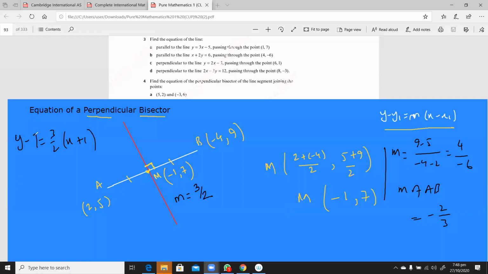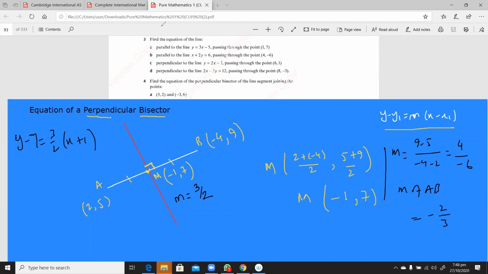So you can leave this equation up to this, and if, for example, sometimes we're given that we have to write the equation in a certain form, then you can simplify this accordingly. Okay, so you got the point of how to write the equation of a perpendicular bisector.